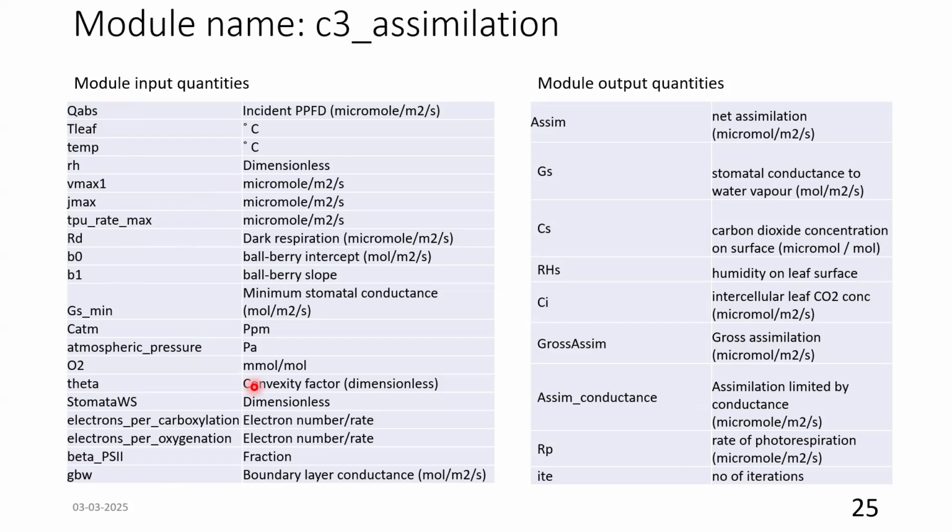This will be the end of today's class. In the next class, I'll be running examples of ACI and AQ curves using this C3 assimilation module, and seeing how this application may be used in real-time studies for finding the rate of photosynthesis and rate of photorespiration and everything. So that will be the end of today's class.